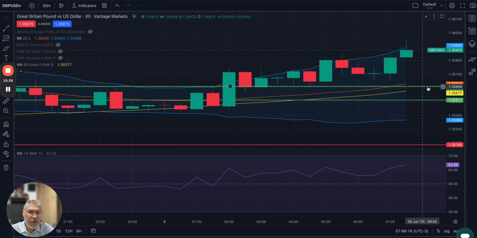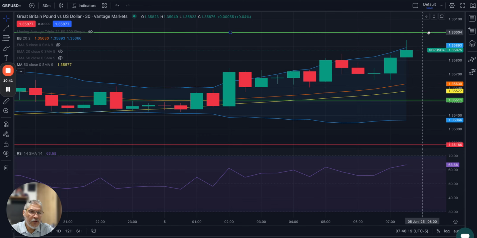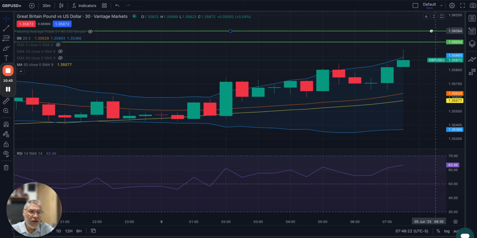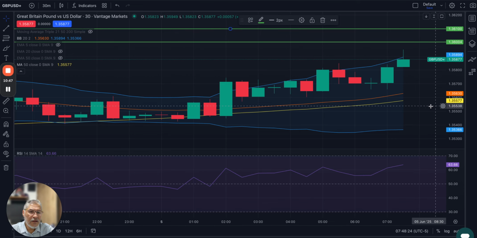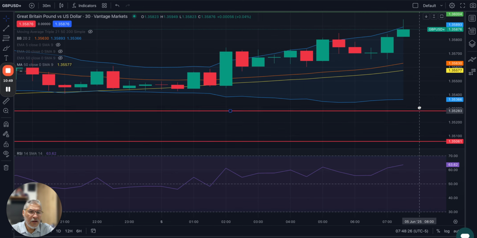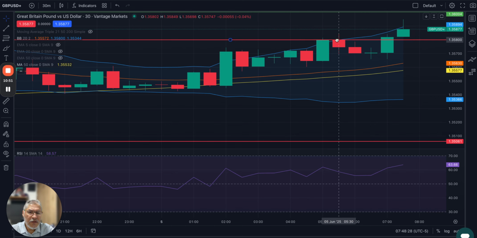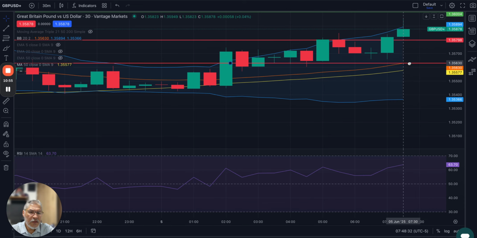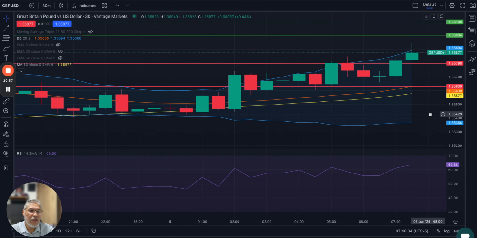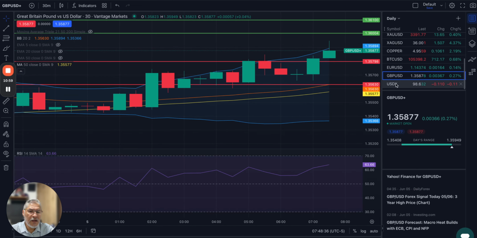Then we have the pound, which also made a nice move to this. 136 is the psychological target. So 136, 100. Initially also this double top right here, and the medium of the Bollinger Band. Looking for another leg up.